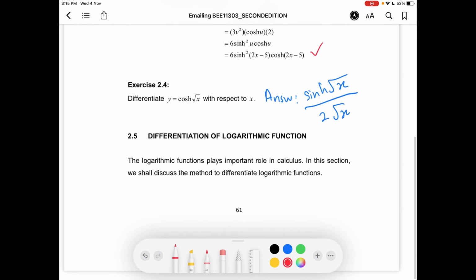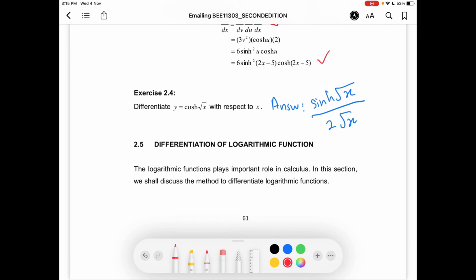Now we have exercise 2.4. Why not try to do this? You can pause the video for a while and try to do this exercise, and this is the answer. Let me know if the answer is not correct. You can WhatsApp me personally.